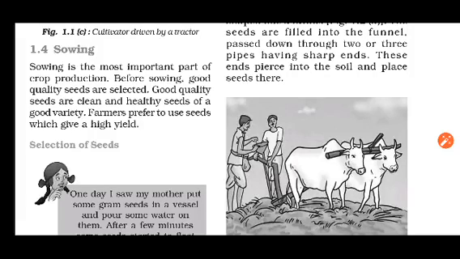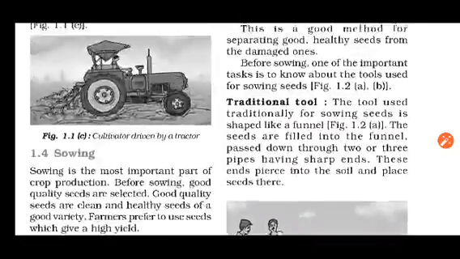Because good quality seeds should have some properties. First, it should be clean. Good quality seeds should be clean, they should be healthy, and they should be of a good variety. Good variety means high yielding variety. The yield should be very high from those seeds. Only then they will be called good quality seeds, otherwise not. Farmers prefer to use seeds which give a high yield. There are two types of seeds, low yield seeds and high yield seeds. तो हाई यील्ड सीड्स को ही किसान प्रेफरेंस देते हैं. नाउ सिलेक्शन ऑफ सीड्स.